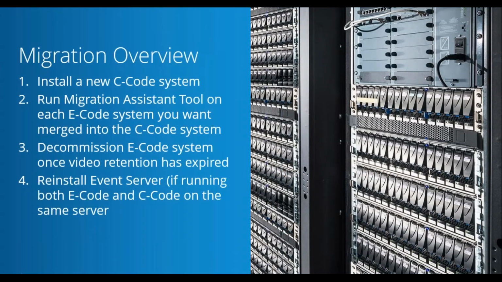As an overview goes, the first thing we're going to do is install a new C-code system. And once we have that system in place, we're going to run the migration assistant tool on each E-code system you want to merge into that C-code system.